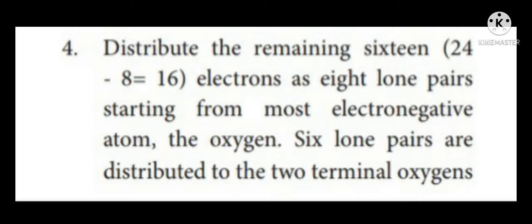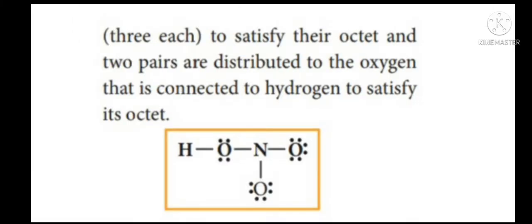In nitric acid, we have 24 valence electrons in total. Among the 24 electrons, 8 electrons are used in bonding. The remaining 16 electrons are considered as 8 lone pairs. Hence, these 8 lone pairs are to be distributed on the oxygen atoms. 3 lone pairs are distributed on each of the 2 terminal oxygens and 2 lone pairs are distributed on the central oxygen in order to satisfy the octet, or 8 electrons.